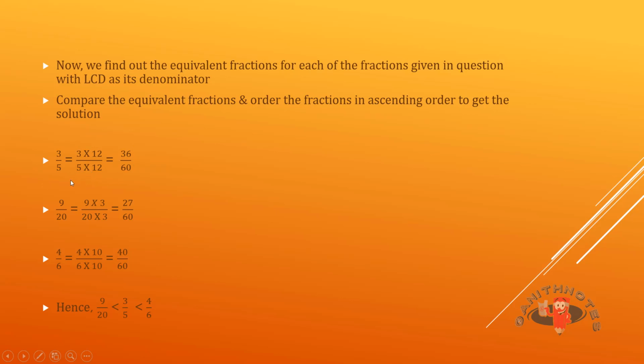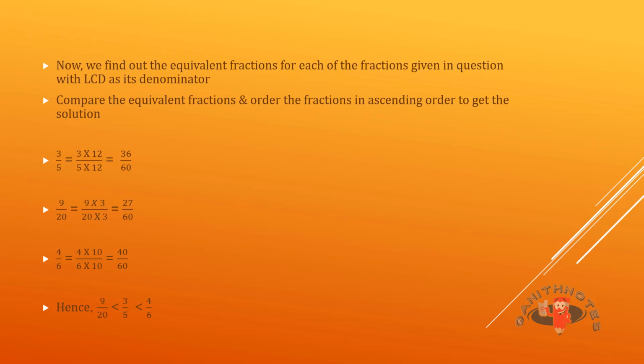On similar lines to what we have discussed earlier, the equivalent fraction of 3 by 5 is 36 by 60 when you multiply by 12, and 9 by 20 can be equivalently written as 27 by 60, and 4 by 6 can be equivalently written as 40 by 60. So all these 3 fractions have their corresponding equivalent fractions with 60 as the same common denominator. Now you can just check the numerator values.